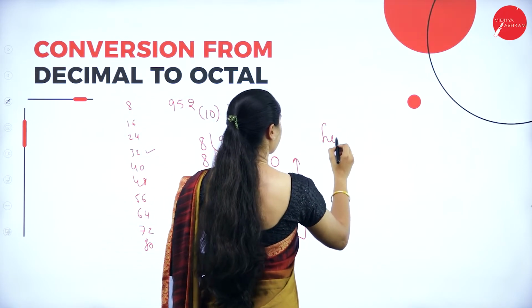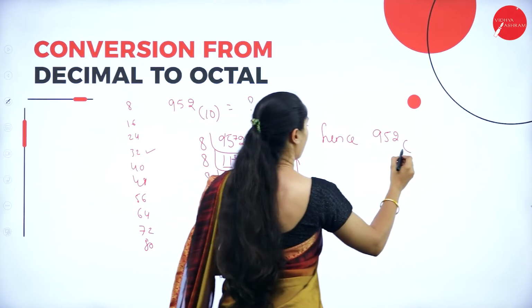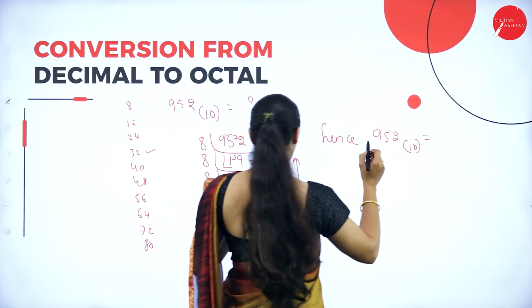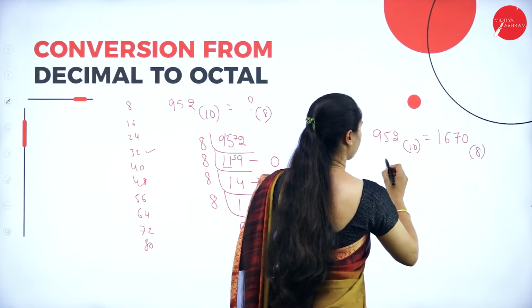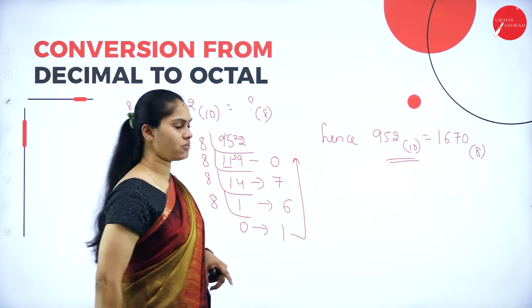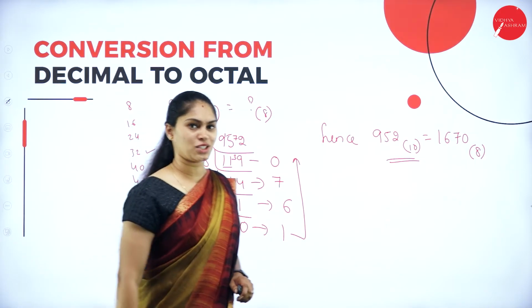Hence 952, which is of base 10, will be equivalent to 1670 of base 8. Okay, this is how we can convert any given decimal number to octal. We'll move to the next concept here.